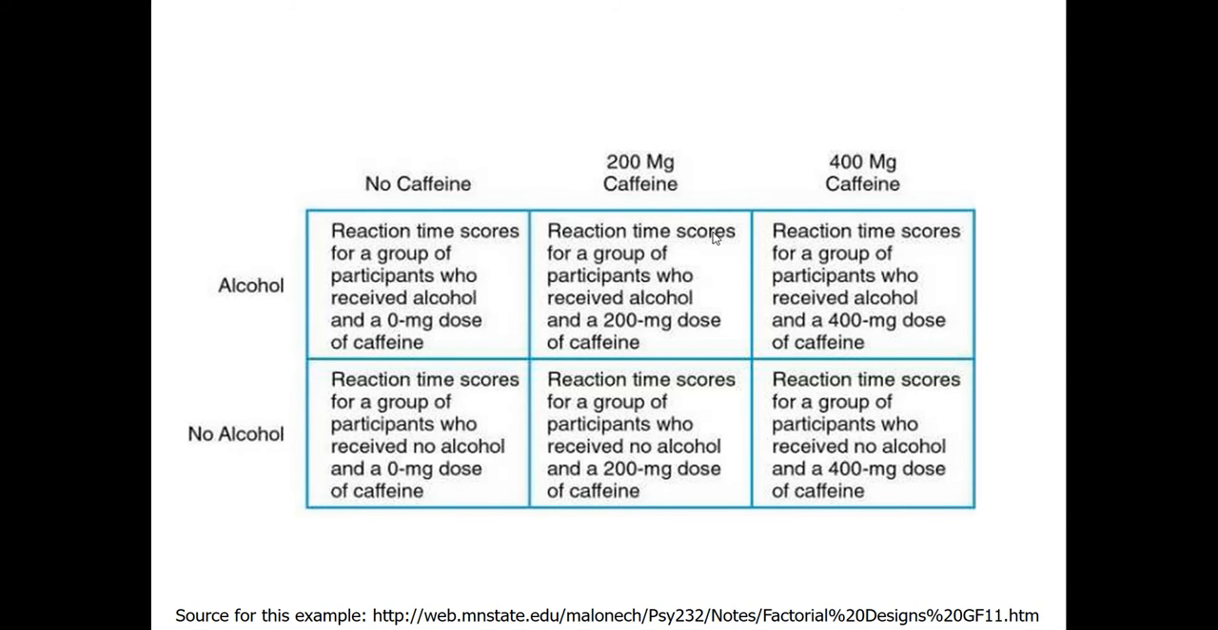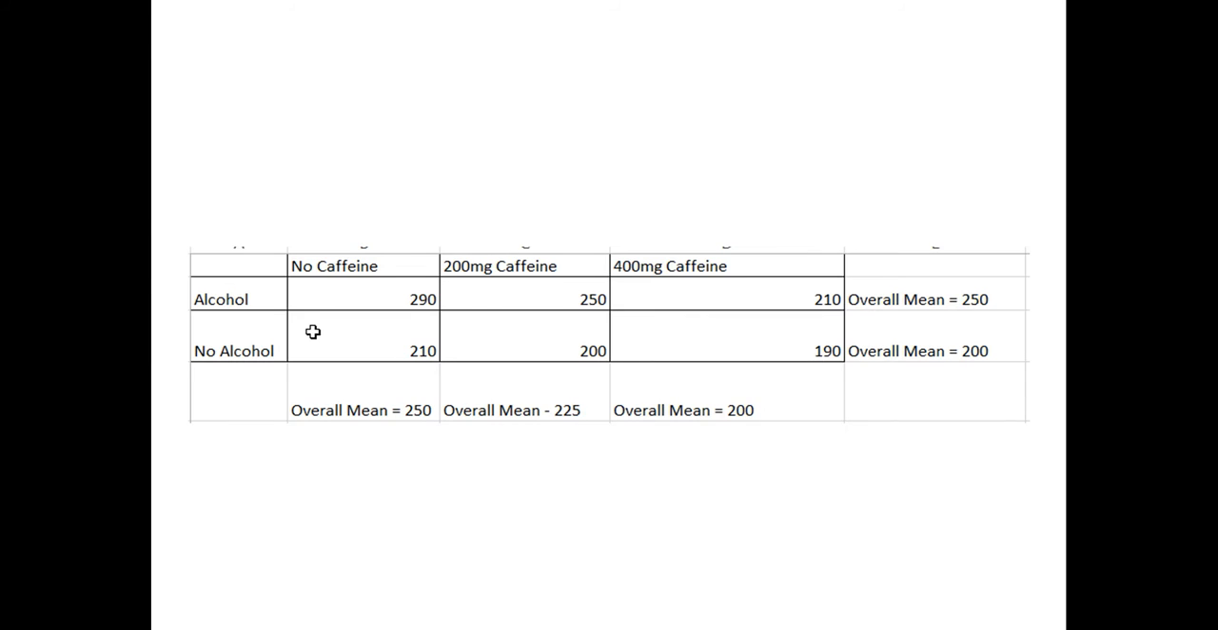Let's see what that looks like when we plot it out. Well, here are our reaction times for those conditions. Let's say that we take the people in each one of these conditions and we give them whatever level of alcohol or caffeine is specified, and then we put them through a task where we are measuring their reaction time in milliseconds. So you see 210 milliseconds right here. That means about 2/10 of a second. There's 1,000 milliseconds in a second.